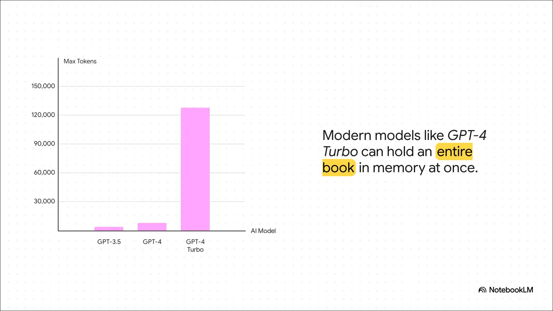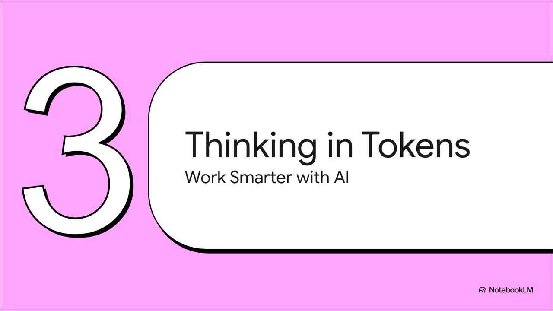And this chart just shows how far we've come. An older model like GPT 3.5 had a context window of about 4,000 tokens. That's enough for a few pages of a document. GPT-4 doubled that, which was a huge deal. But then you look at something like GPT-4 Turbo. It has a massive 128,000 token window. That's big enough to feed it an entire book and have a conversation about it. It completely changes what's possible.